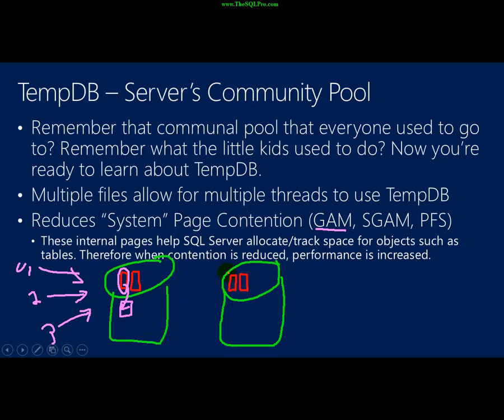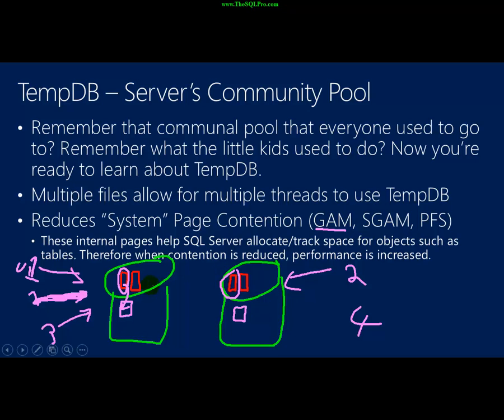So when you have a second file, what happens is other connections can start to use this other file. So let's say user 1 goes over here, right, and they're trying to get a temporary object, so they take a lock on this GAM page, and then user 2 will try to get a temporary lock on this GAM page so that they can get some data pages allocated for their temporary object. So now you've reduced the contention. So user number 3 is going to wait for number 1, and then user number 4 is going to wait for number 2, for example.